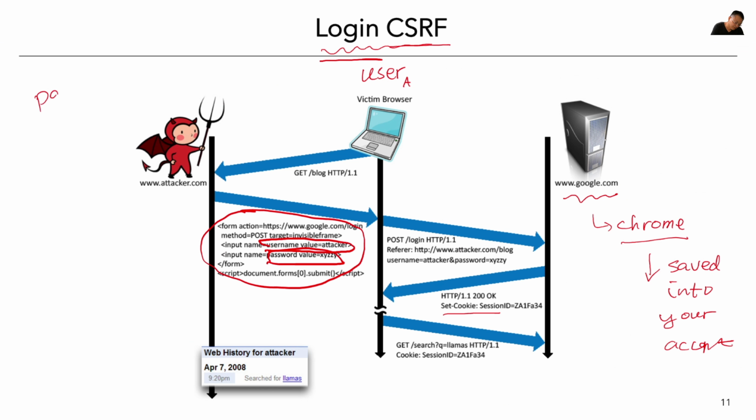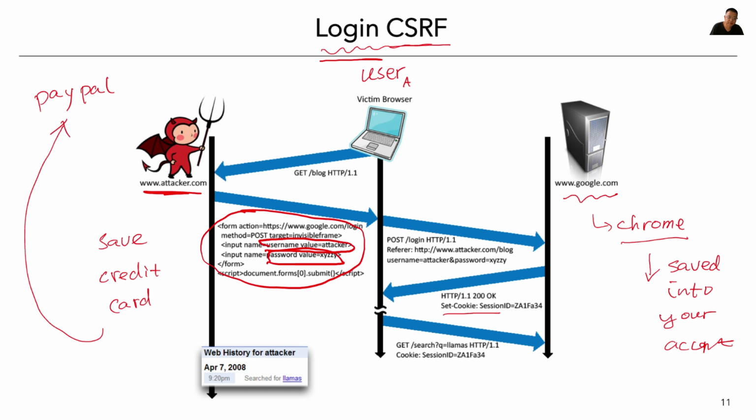So, a true story: PayPal was actually vulnerable to login cross-site request forgery. Of course, this was a long time ago. The attacker can actually log into the attacker's PayPal account. When the user tries to use PayPal, it's going to save the credit card information to the attacker's PayPal account.